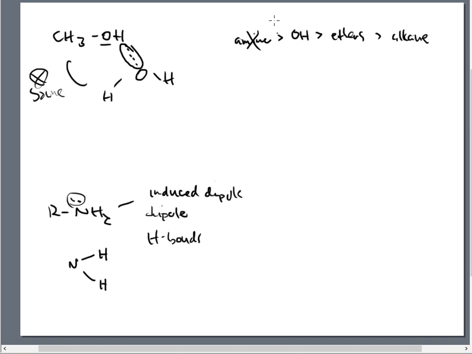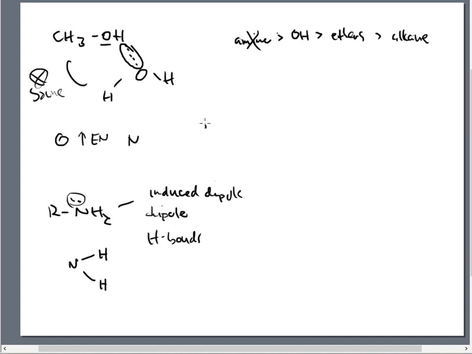Nitrogen has two hydrogens on it, possibly, depending on what type of amine it is, primary, secondary, tertiary. But the reason that this does not work, here's the reason, because we're missing a bigger part of the story, right? The bigger part of the story here is that oxygen has a higher electronegativity value than nitrogen does.